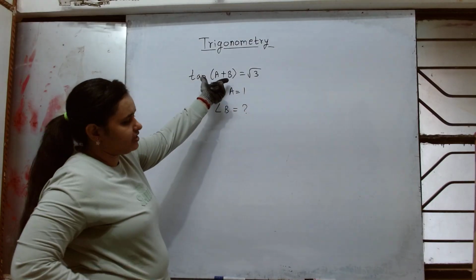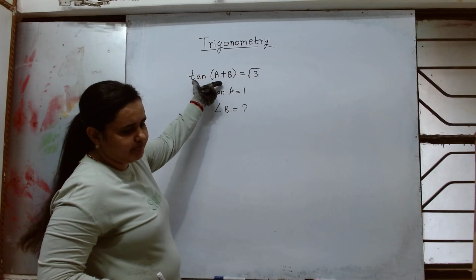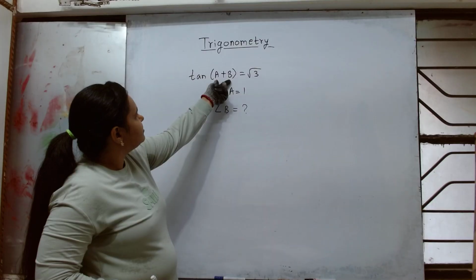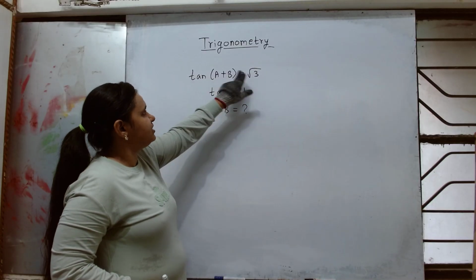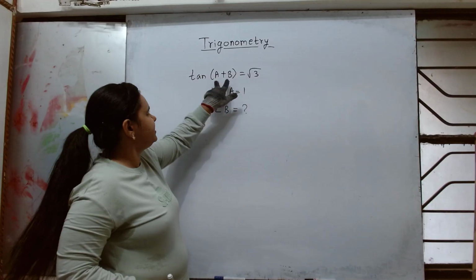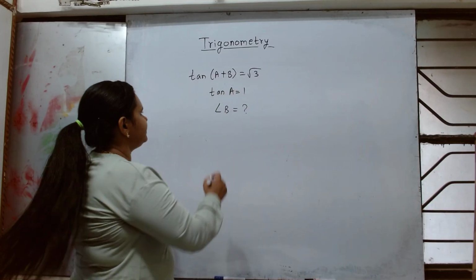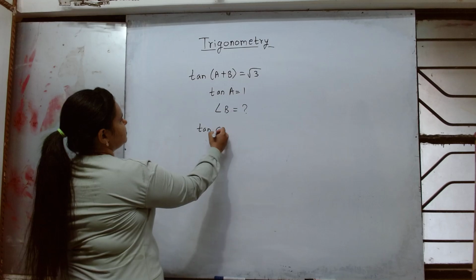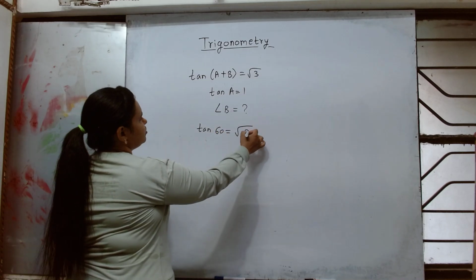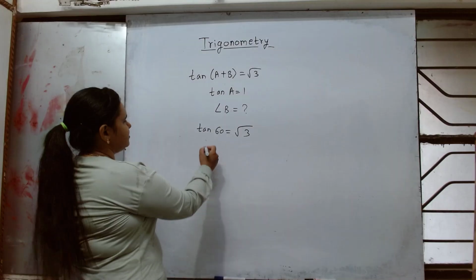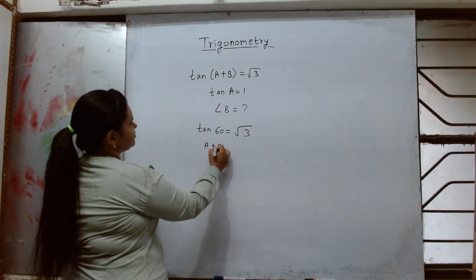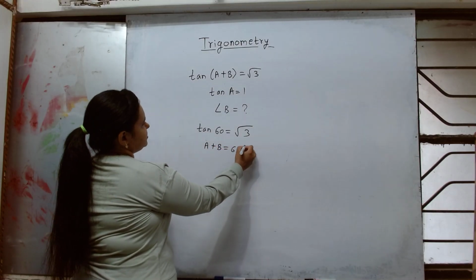Now tan A plus B is root 3. What degree is root 3? Tan 60 is root 3. Tan 60 is equals to root 3. That means we can write A plus B as 60 degree. Therefore A plus B is 60 degree.